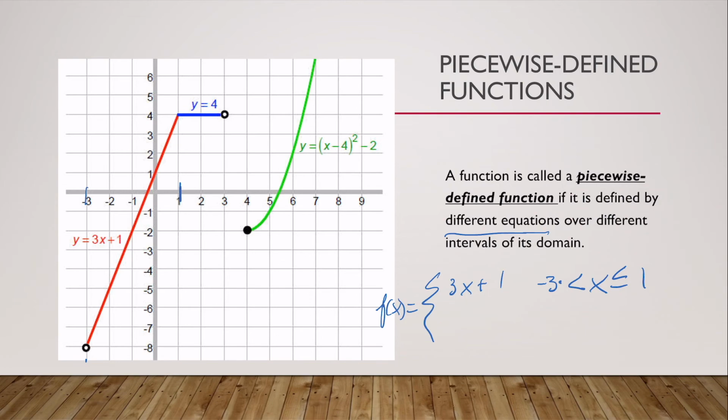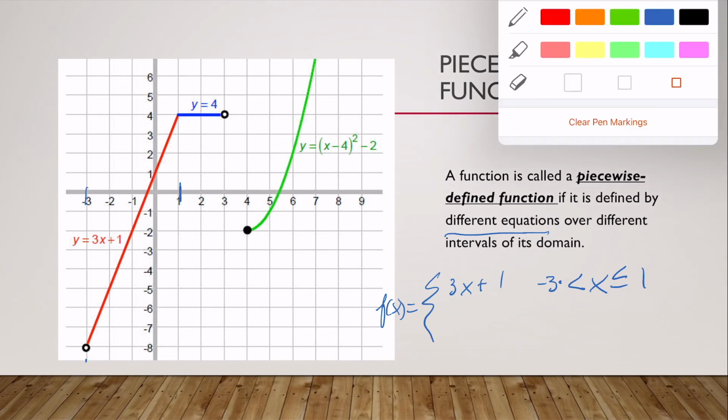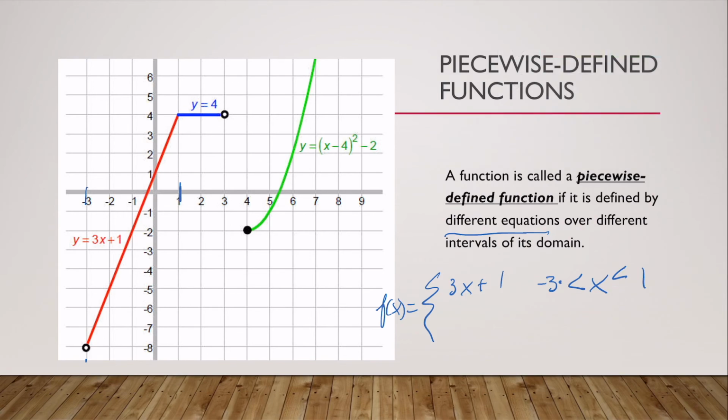Then from when x is 1 to 3, we have the function y equals 4. So we just have that constant function 4 from when x is greater than or equal to 1, less than or equal to 3, so on the interval from 1 to 3. Then we skip over a point, and when x is greater than or equal to 4, we've got a closed dot. My function is defined by (x minus 4) squared minus 2, which is a parabola.